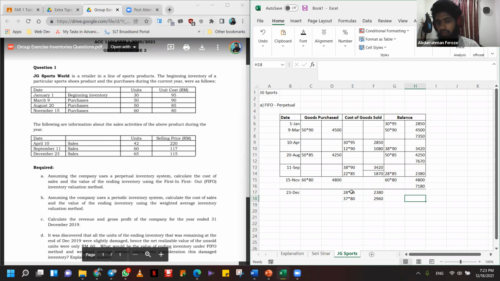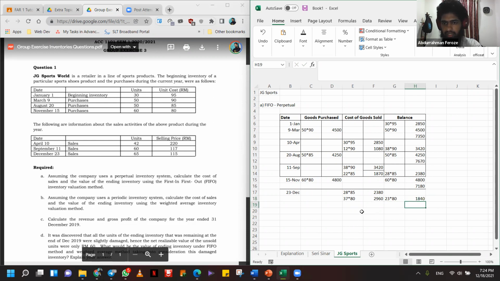what we have remaining is 23. This is completely, we got rid of this. From this 65 we got rid of 37, so we have 23 remaining. So 23 into 80 equals 1,840.